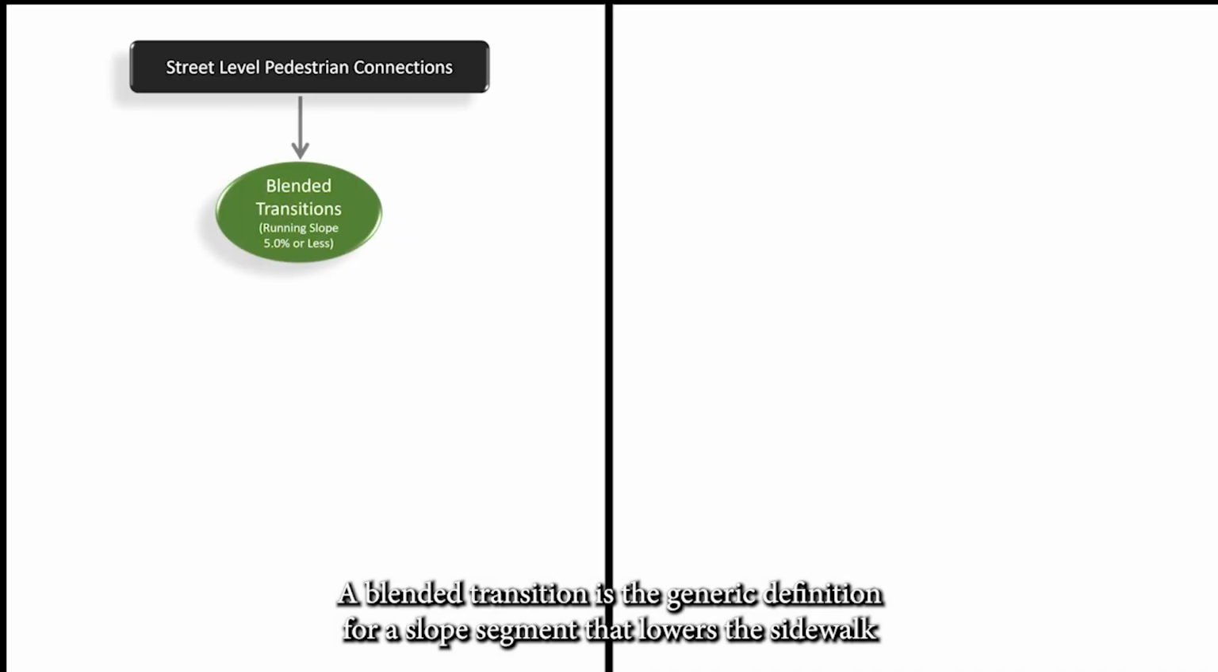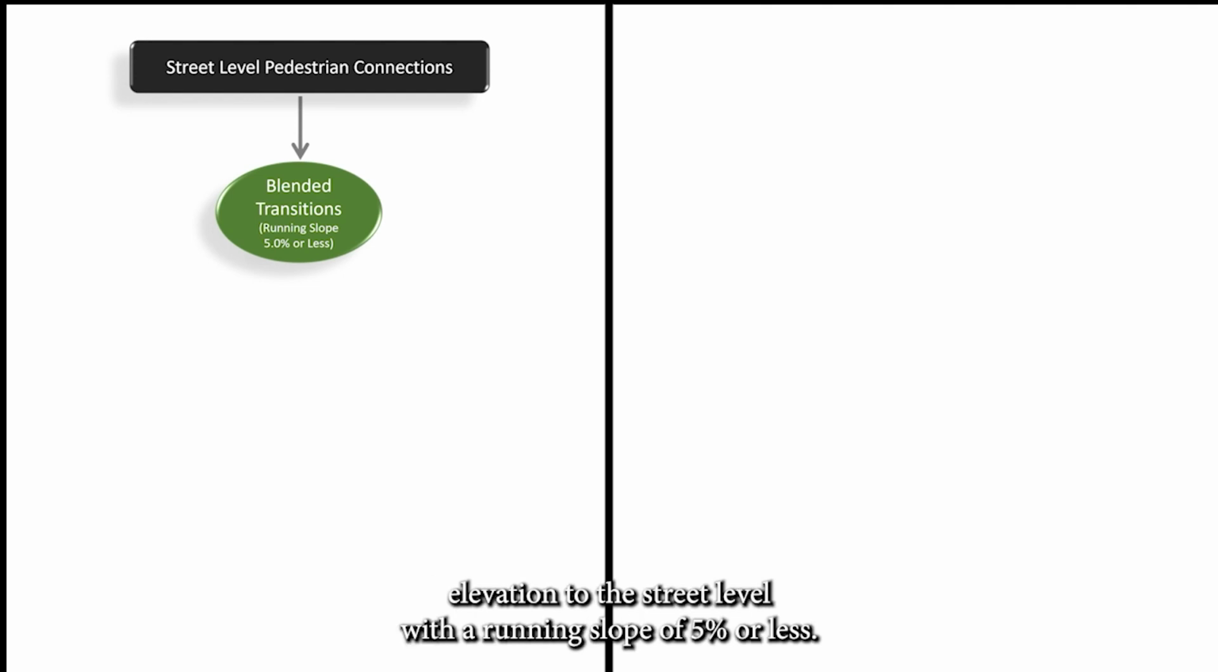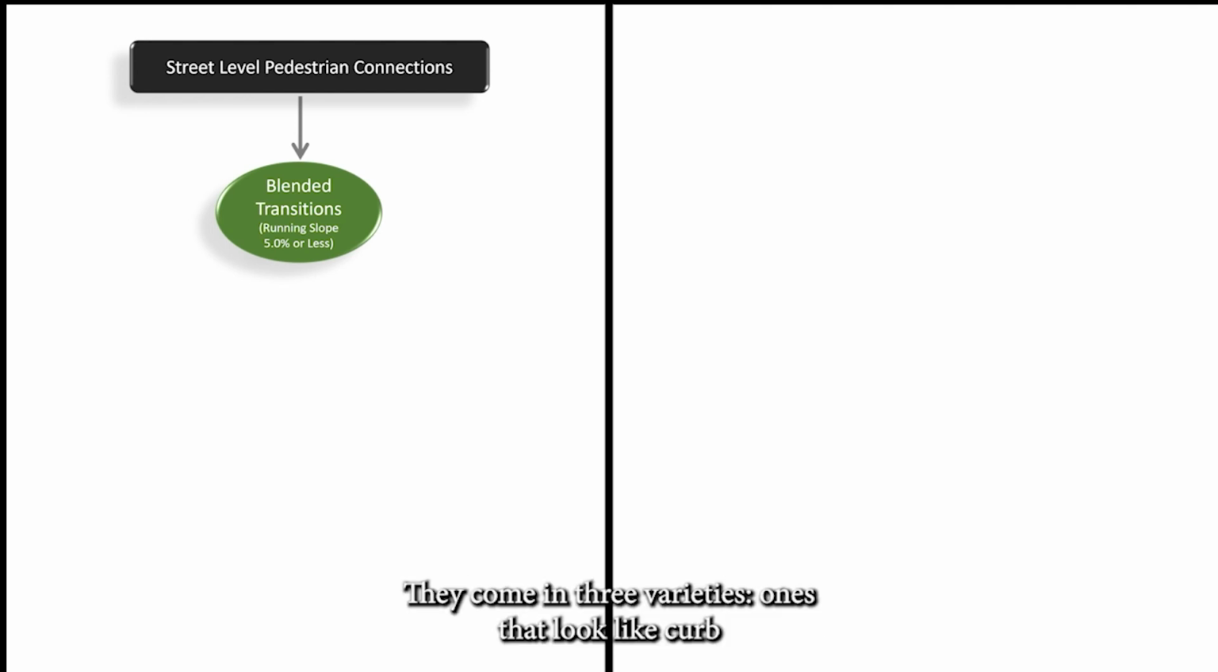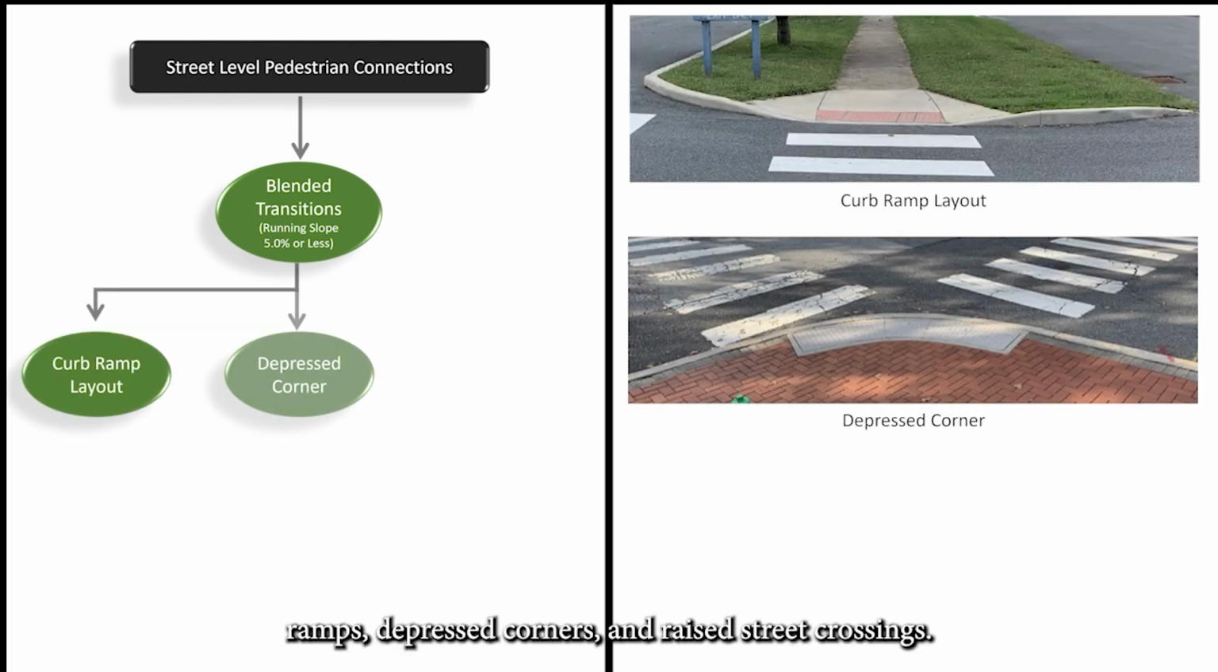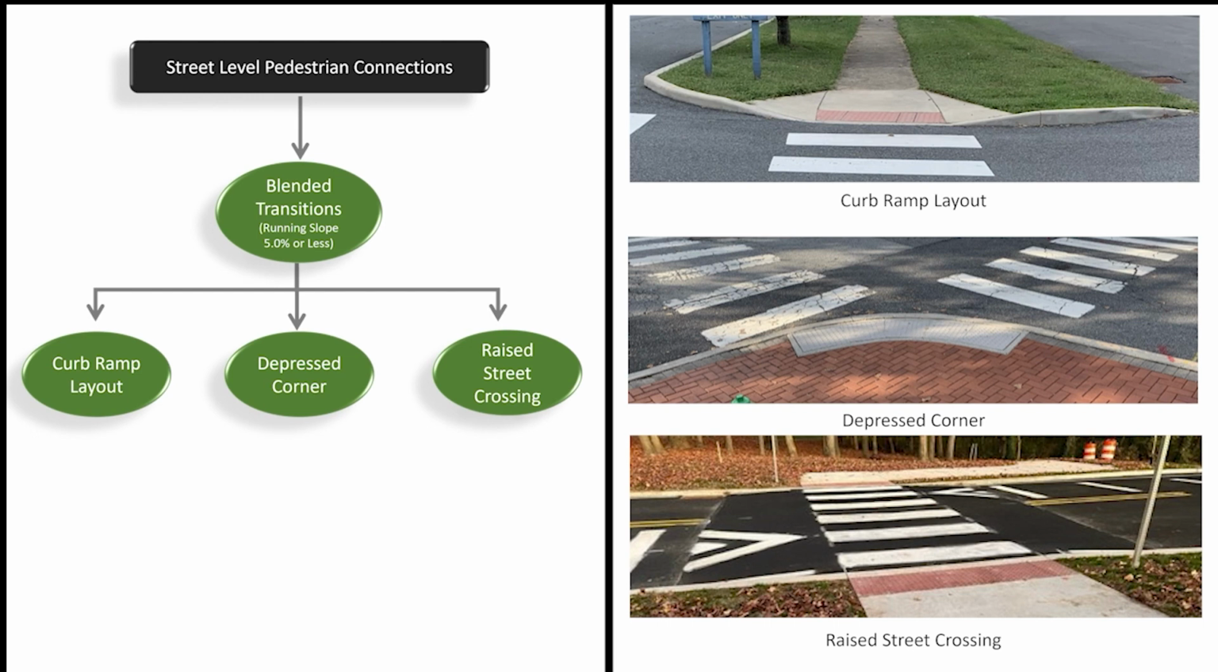A blended transition is the generic definition for a slope segment that lowers the sidewalk elevation to the street level with a running slope of 5% or less. They come in three varieties: ones that look like curb ramps, depressed corners, and raised street crossings.